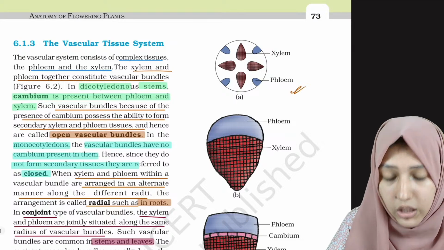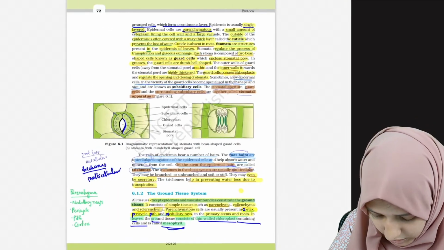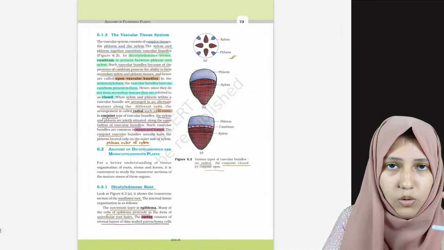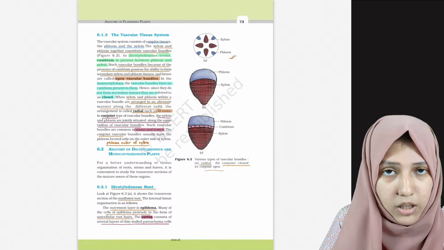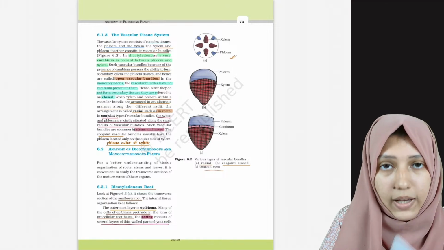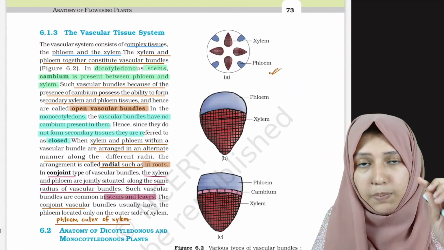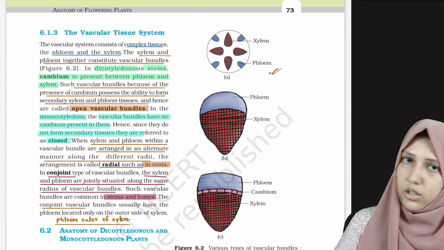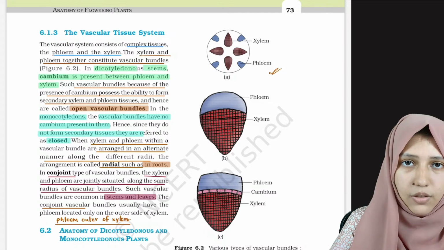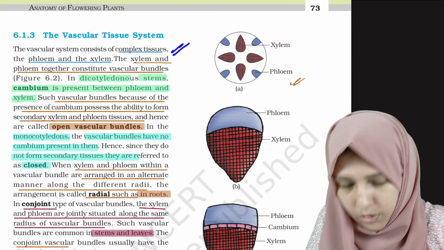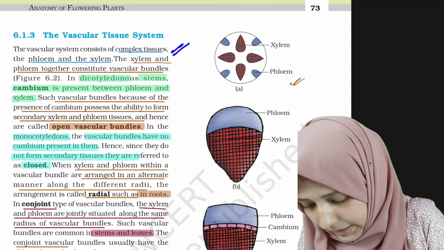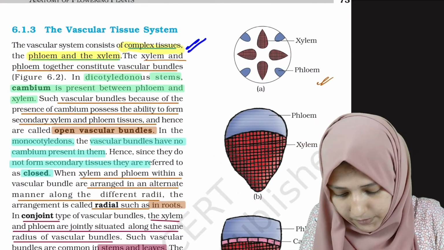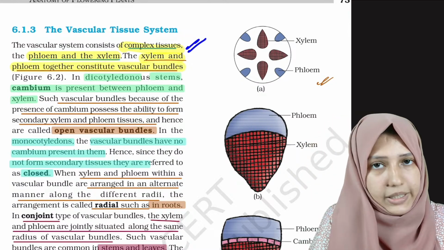So now coming to the vascular tissue system. So this was about the ground tissue system. In the ground tissue system, we just studied that it is made up of parenchyma, collenchyma and sclerenchyma. Clear? Now the vascular tissue system, as we said, is the conducting system which conducts water and minerals to the leaves, and food and other things from the leaves to the other parts of the body. Ground tissue is made up of simple tissue, whereas vascular tissue is made up of complex tissue, which are the phloem and xylem. Xylem and phloem together constitute the vascular bundles.